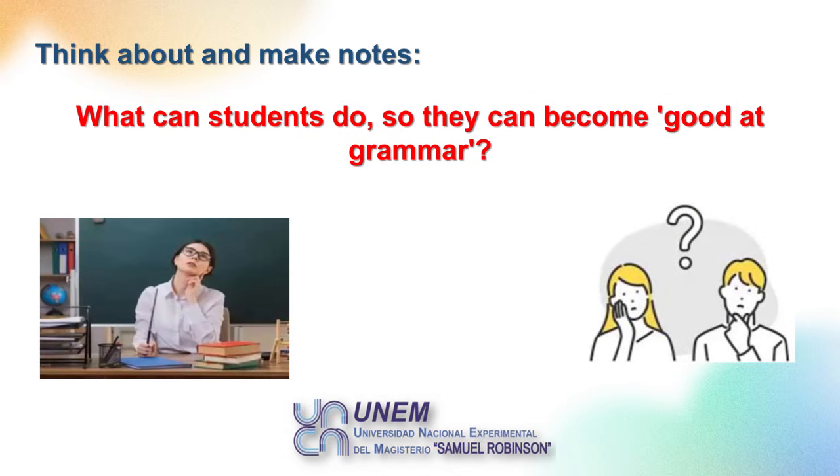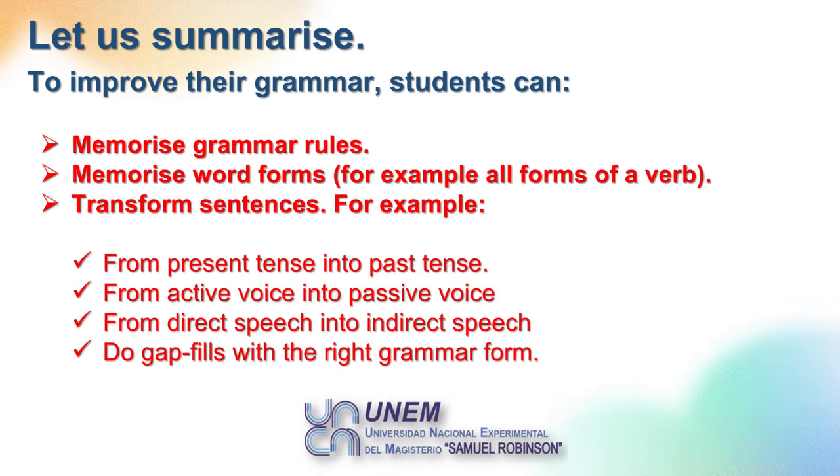Now, what can students do so they can become good at grammar? This is a question we all ask ourselves. So what can they do according to grammar translation? Well, to improve their grammar, students can memorize grammar rules, subject plus verb, and that's normally the way we used to work, or we used to do it. Some who are still working with grammar translation memorize word forms. For example, all forms of a verb.